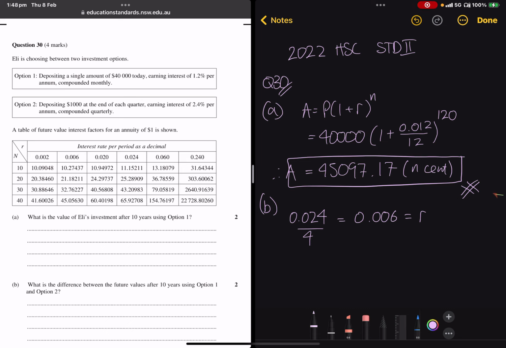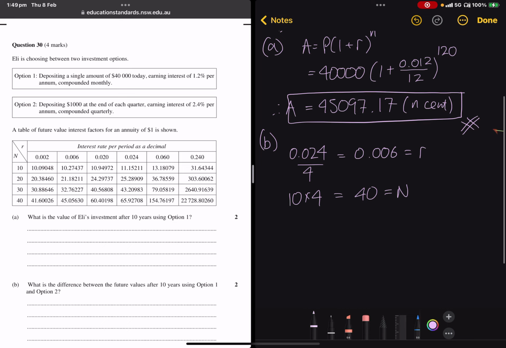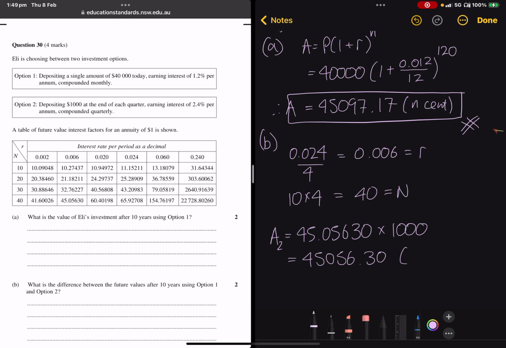The number of periods is going to be the number of years, 10, multiplied by how many quarters there are in a year, which is 4. This is going to be 40. This is going to be the number of periods. So rate 0.006, number of periods 40. That's 45.05630. So this means the total of the annuity, we'll call this A2, is going to be 45.05630 multiplied by the annuity deposit amount, which is 1,000. So this is $45,056.30 to the nearest cent.